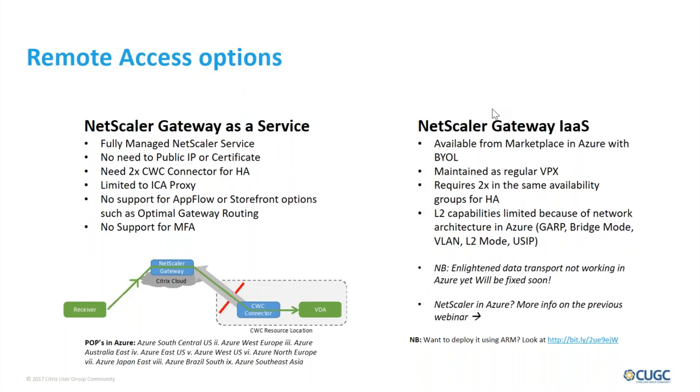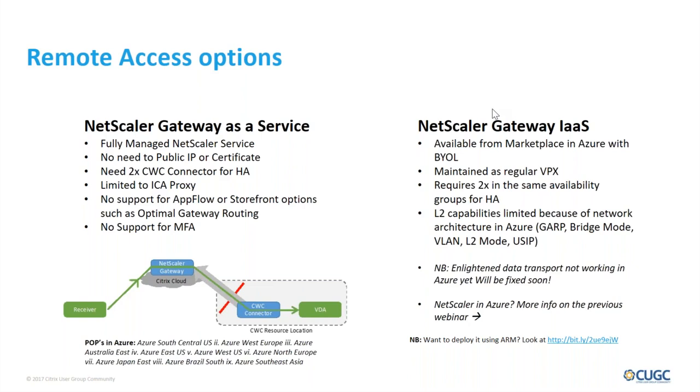The other option is Netscaler Gateway from the Azure Marketplace. As it says up there, it is available from the Marketplace. It's a bring your own license model. It's as easy as searching for it and filling out a bunch of details on the blade in the Azure portal. Once it's spun up, you log on, put your own licenses on, and then the important thing, it is maintained as a regular virtual appliance. So you would manage the gateway in Azure as if you were managing your Netscaler on premises.